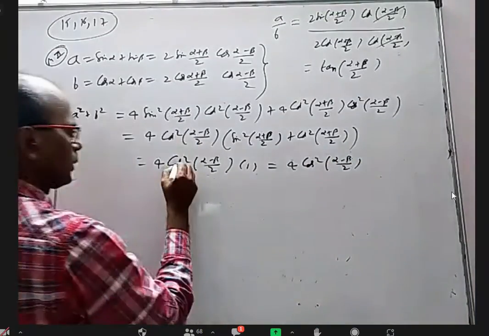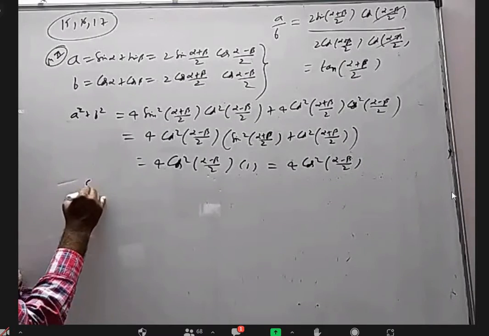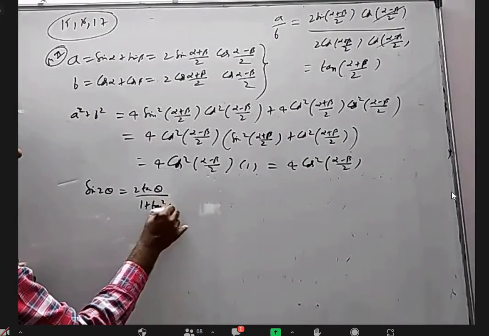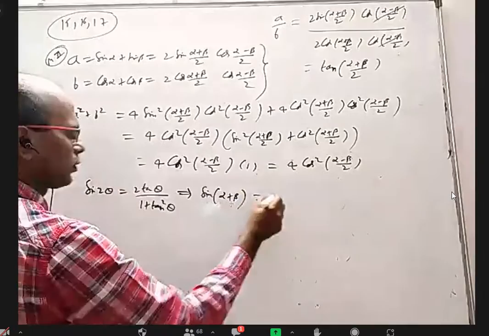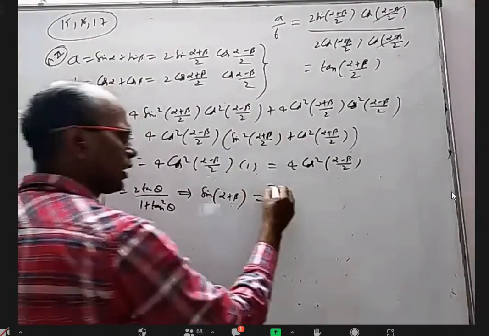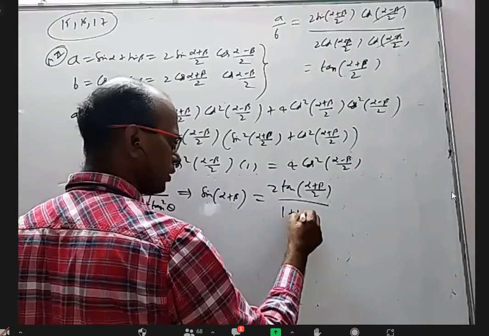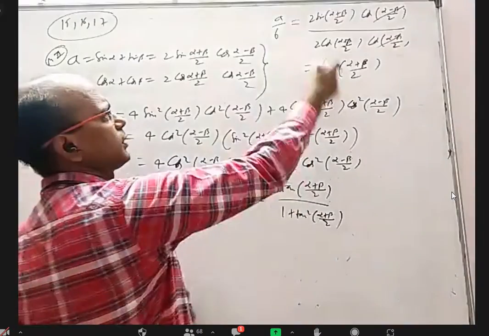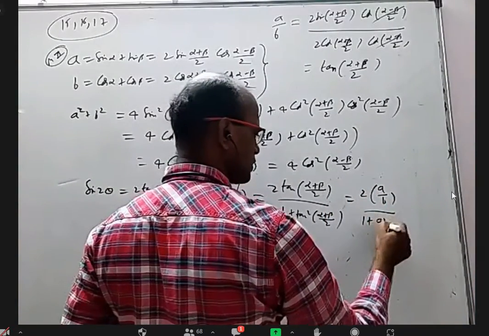Okay. So now if they want cos alpha plus beta or sin alpha plus beta, we have the formula that sin 2 theta is 2 tan theta by 1 plus tan square theta. Based on that, I can write sin alpha plus beta, whatever is here, half of that here, as 2 tan alpha plus beta by 2 by 1 plus tan square alpha plus beta by 2. In place of tan alpha plus beta by 2, I can substitute a by b. 2 into a by b by 1 plus a by b whole square.